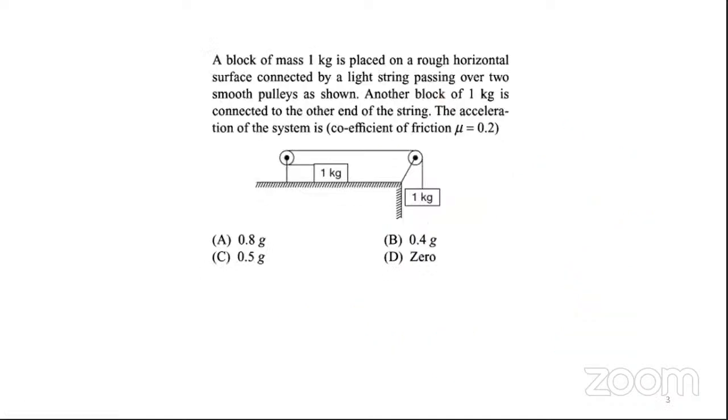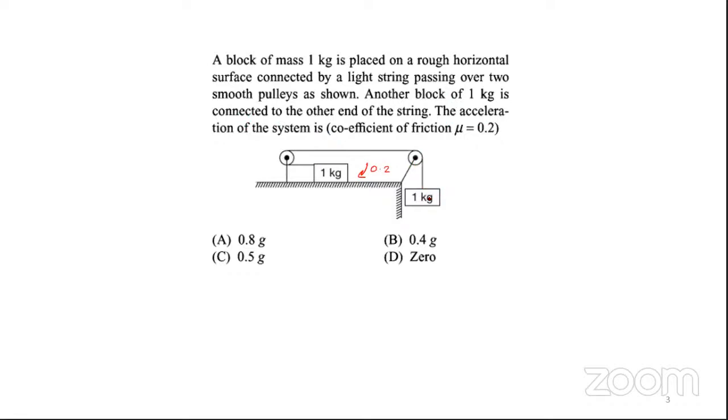A block of mass 1 kg is placed on a rough horizontal surface and it is connected to another one, like shown in the figure. Both of them are having mass of 1 kg. And this surface is having friction, so there is friction over here, with coefficient of friction mu is 0.2. Now you have to find the acceleration of the system.